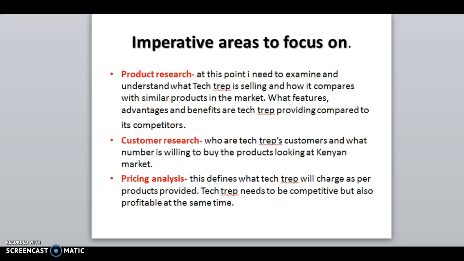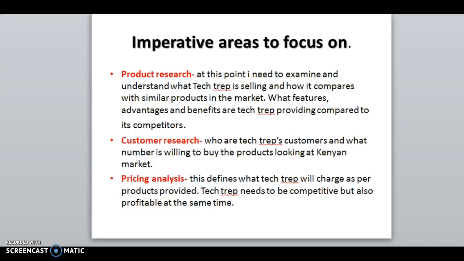At this point, what I will do is examine and understand what TechTrip is trying to sell to the market, and how TechTrip's product is similar to the products available in the market, or what features, advantages, or rather benefits TechTrip is providing compared to its competitors. This is all what I will look at in detail in handling the project.